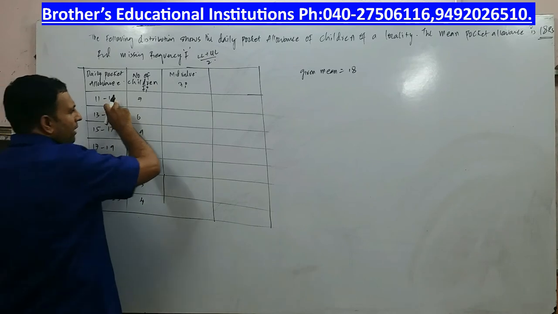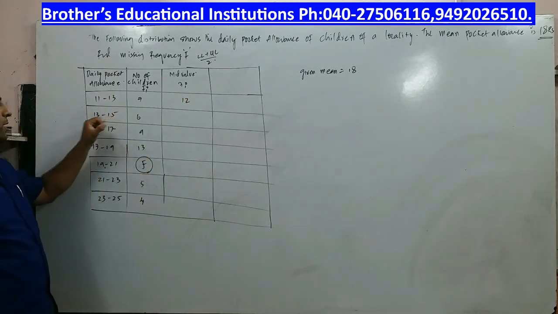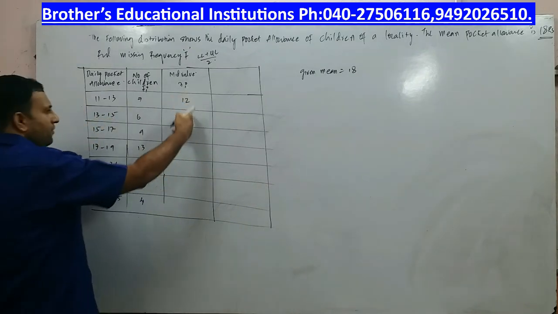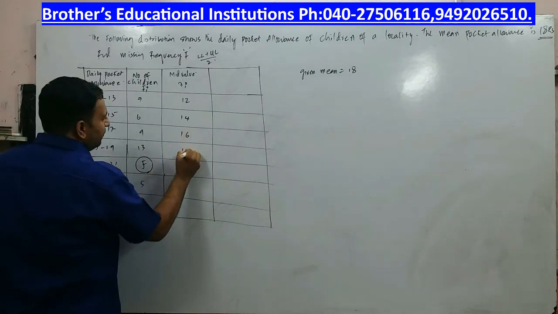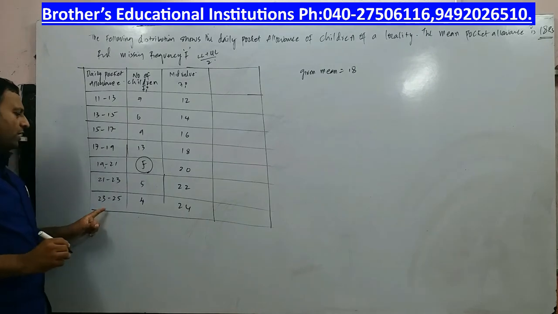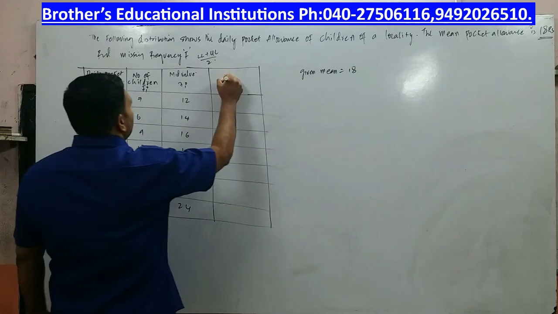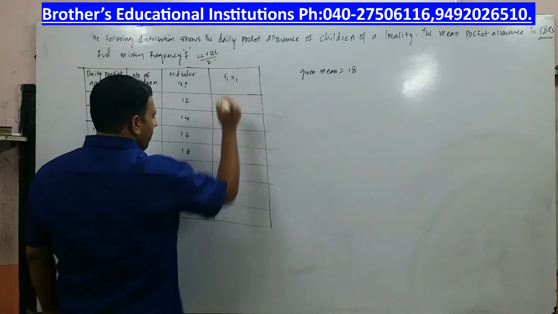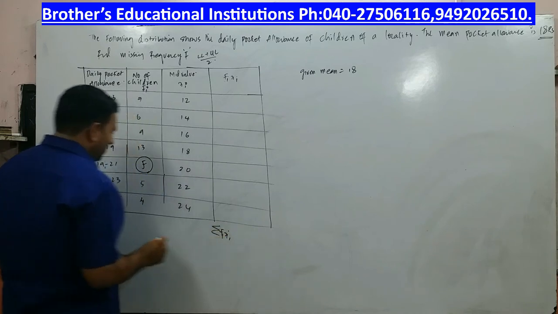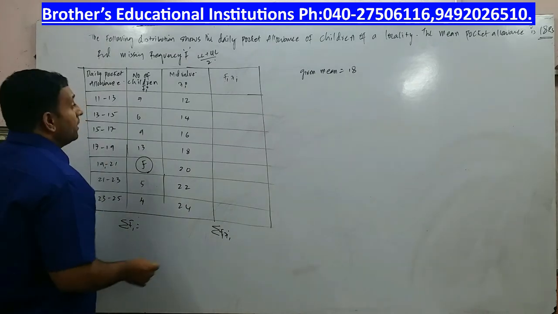11 plus 13 is 24, by 2 is 12. Similarly, lower limit plus upper limit by 2: 13 plus 15, 28 by 2 is 14. And from here onwards, the same difference is maintained: 16, 18, 20, 22 and 24. You can verify with the last one, 23 plus 25, 48 by 2 is 24. Now once you have found the mid value, we have to find the fi xi column, because we have to ultimately find sigma fi xi by sigma fi, which means this entire frequency is to be added.